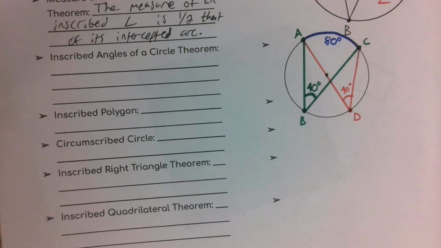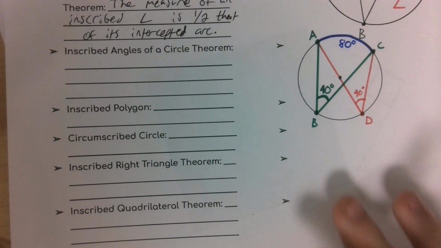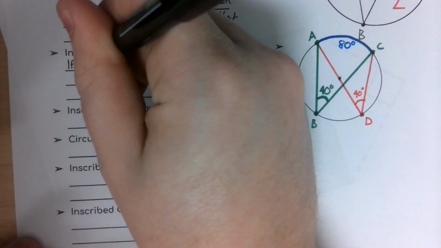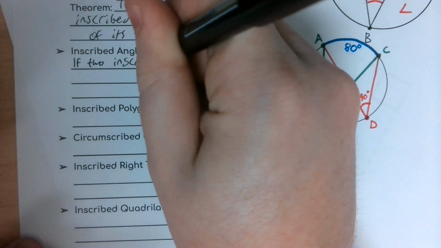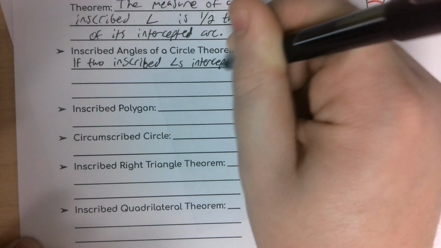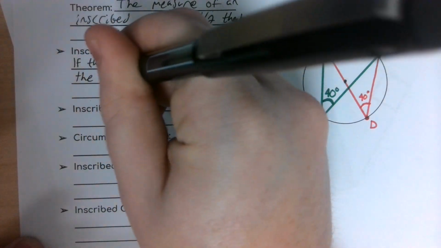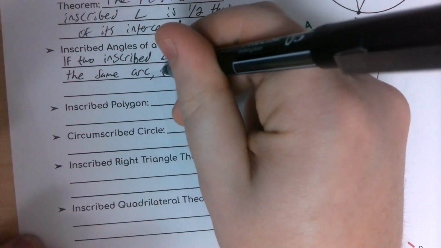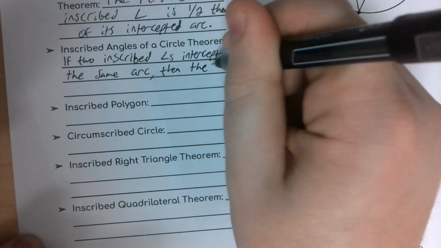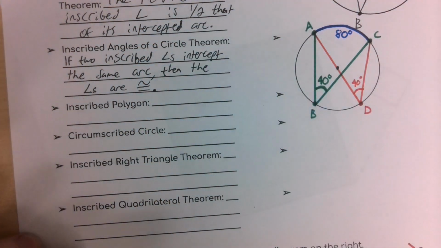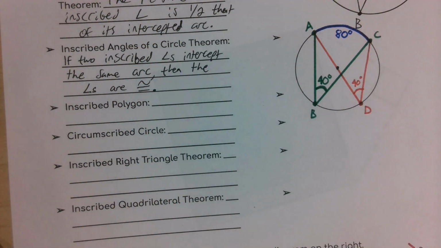So this is what the inscribed angles of a circle theorem tells us. It says, if two inscribed angles intercept the same arc, then the angles are congruent. Very nice.